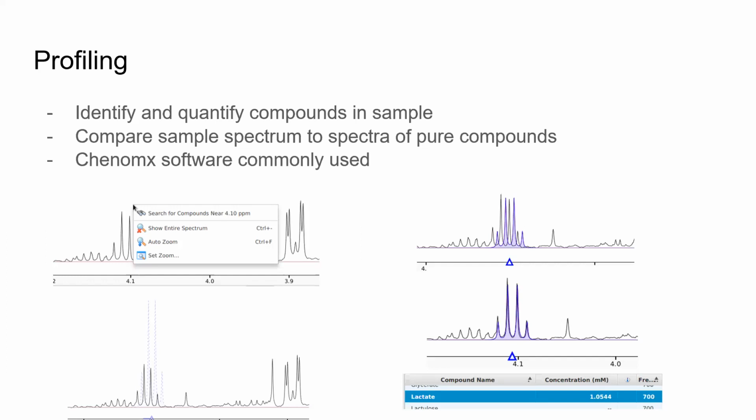millimolar. Then we go through other peaks in the spectrum and try to identify those until we've identified as many as we can, and then we will have a list of compounds and concentrations of those compounds, and then we can do further analyses with that data.